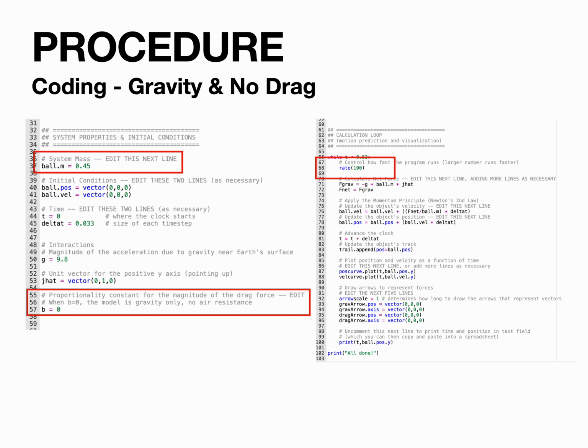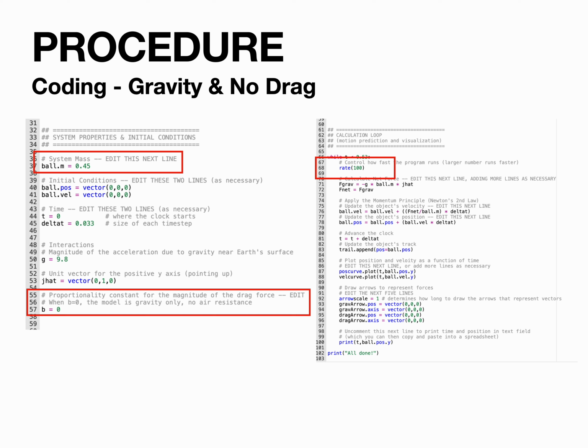Then for the coding portion of the procedure, this was necessary for the gravity and no drag model as well as the gravity and drag model. So the system mass was edited to be 0.45. That was the mass that I found. I didn't change any of the words here, I changed just the number, so that's why it still says ball throughout and doesn't say cloth, but all of the numbers were updated.